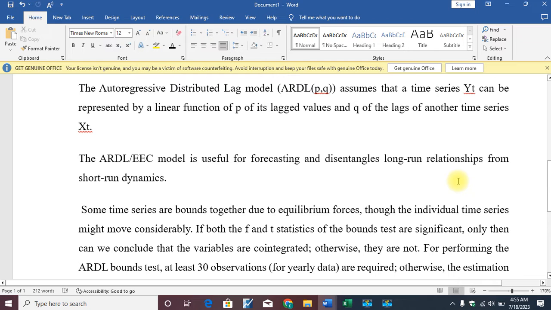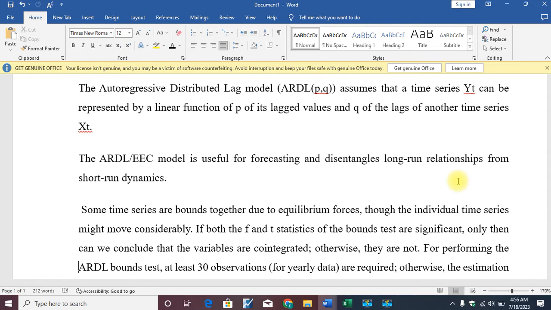Some time series are bound together due to equilibrium forces, though the individual time series might move considerably. If both the F and the T statistics of the bounds test are significant, only then can we conclude that the variables are co-integrated. Otherwise, they are not. What we're trying to establish is that in the ARDL model, you are expected to actually decide if the long run and the short run model or results are significant on the basis of the bounds test. The bounds test is the co-integrating test used in the ARDL approach.